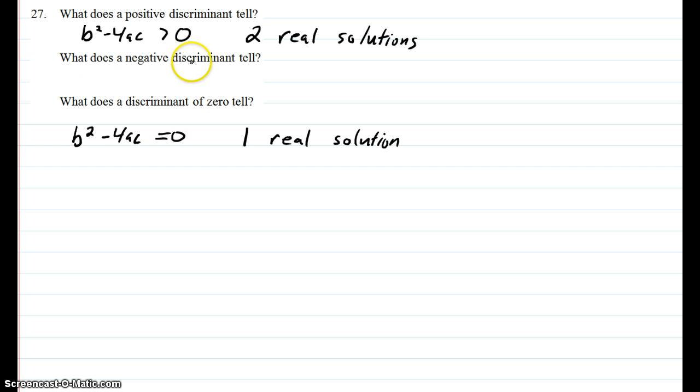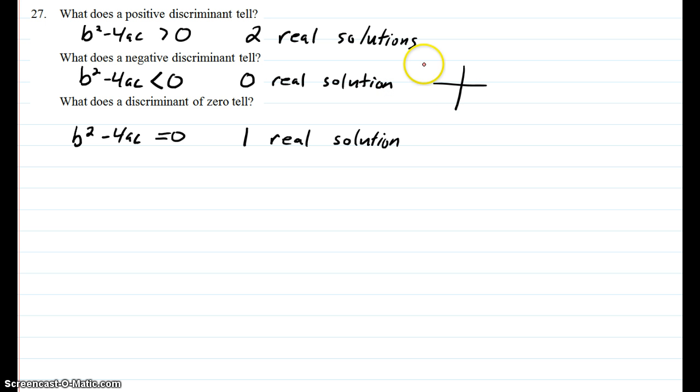And then when our discriminant b squared minus 4ac is negative, less than 0, that tells us we have 0 real solutions. So the graph does not touch the x-axis. It would be a graph either above or below the x-axis.